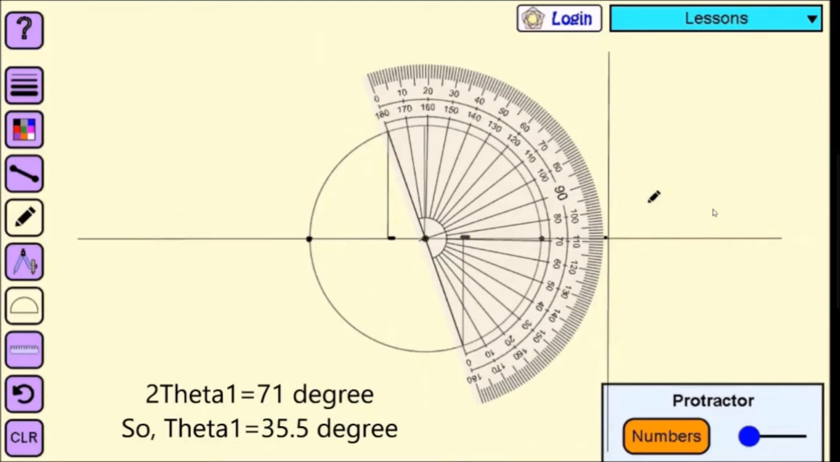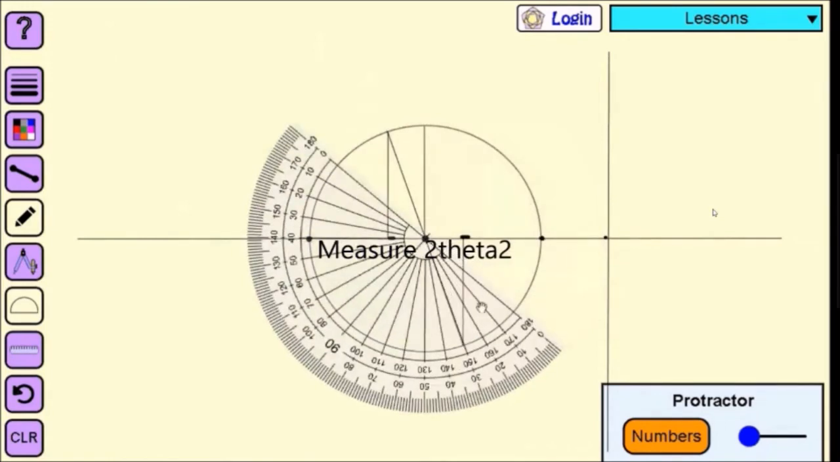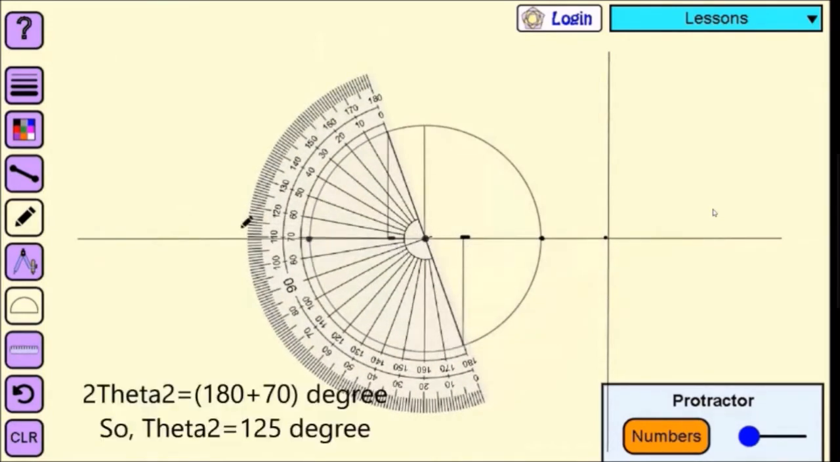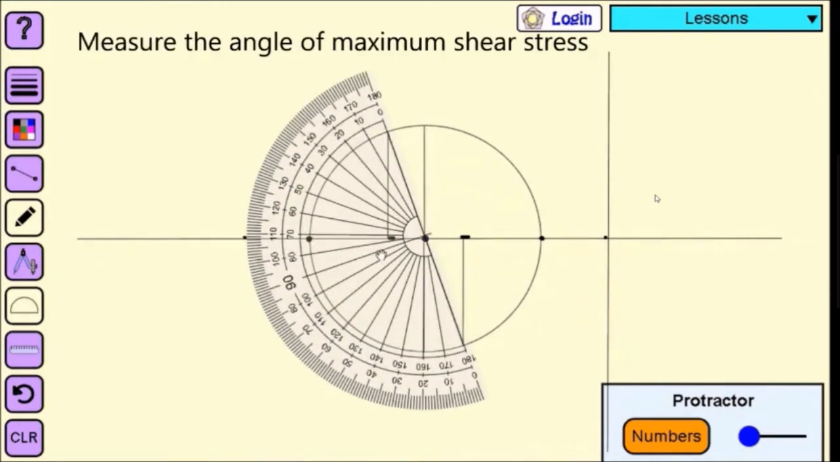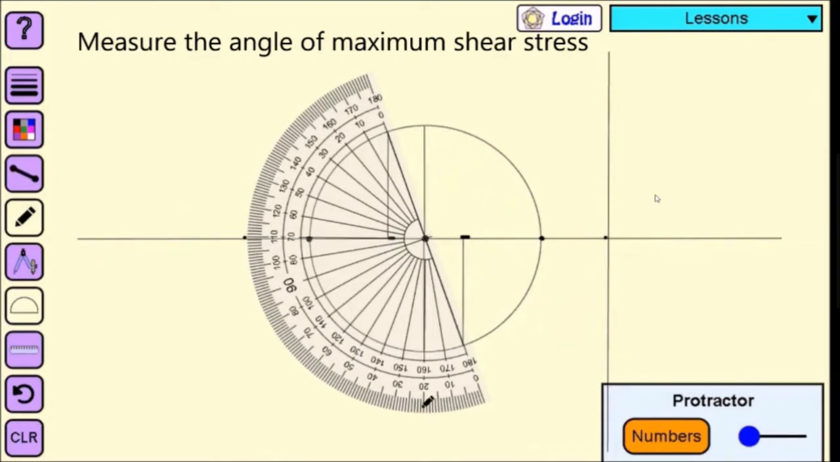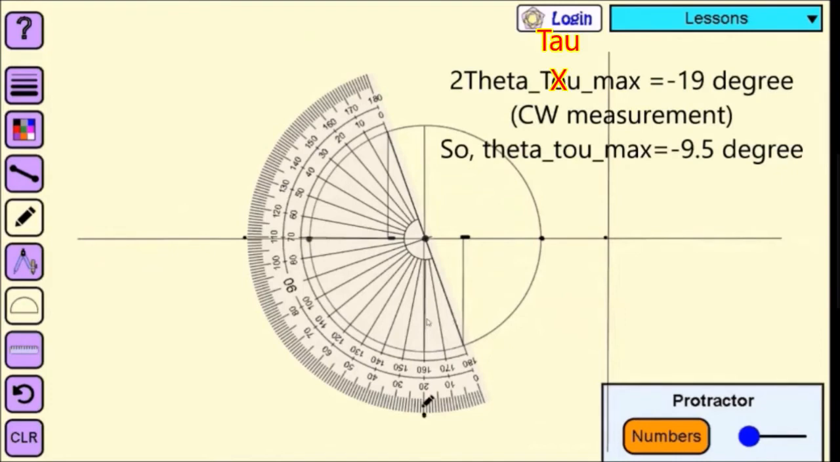Now we have to measure 2 theta 2, and 2 theta 2 is a large angle, so you have to measure the angle like this. So 180 plus this measurement will give you 2 theta 2, which comes out to be 180 plus 70. If you divide it by 2, you will get an angle of 125 degree. The same way, you can also measure the angle for the maximum shear stress. You keep the protractor like this, and this angle is actually minus 19 degree, or divided by 2, you will get minus 9.5 degree.